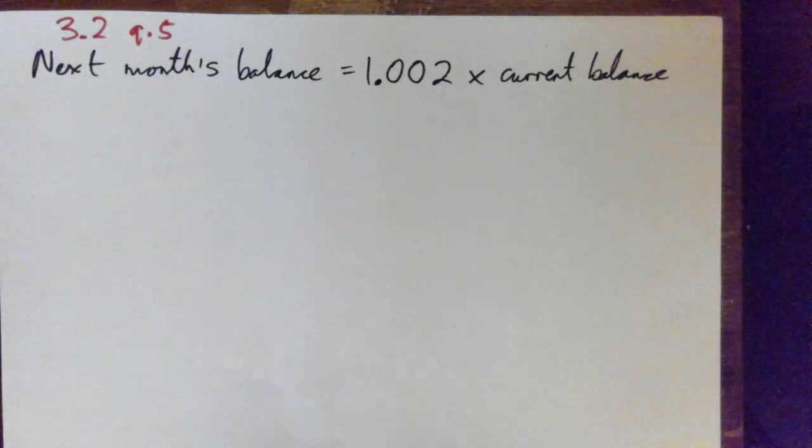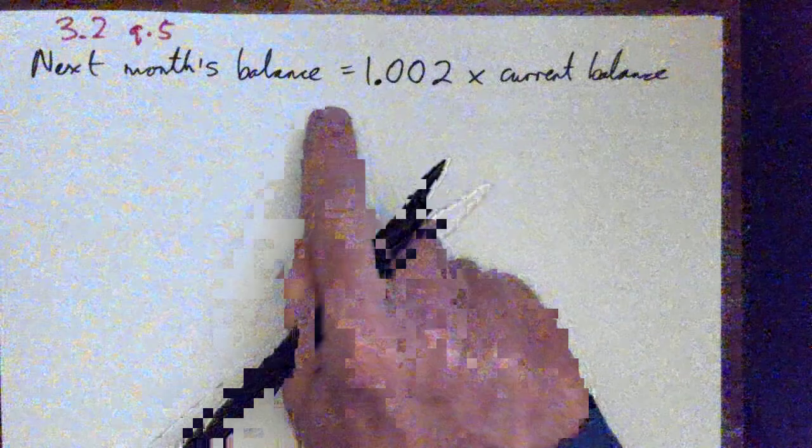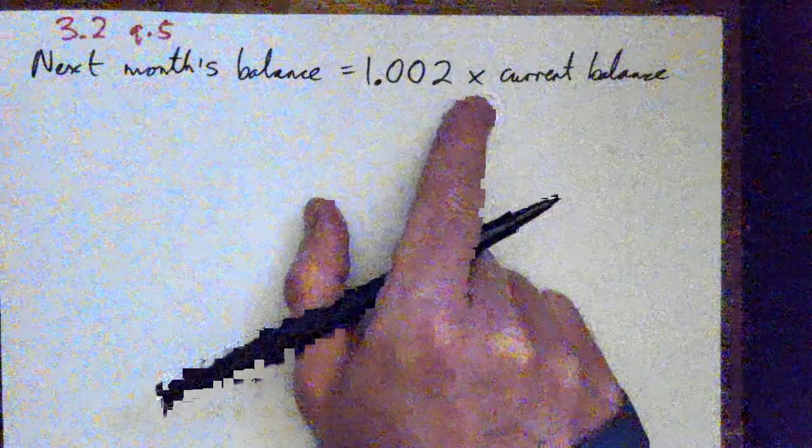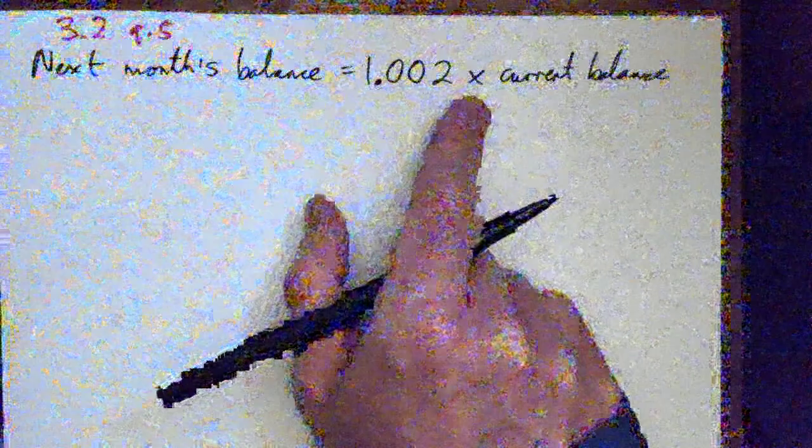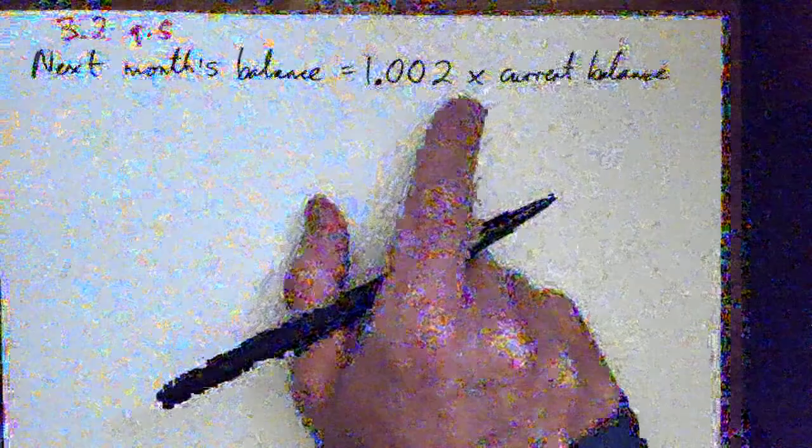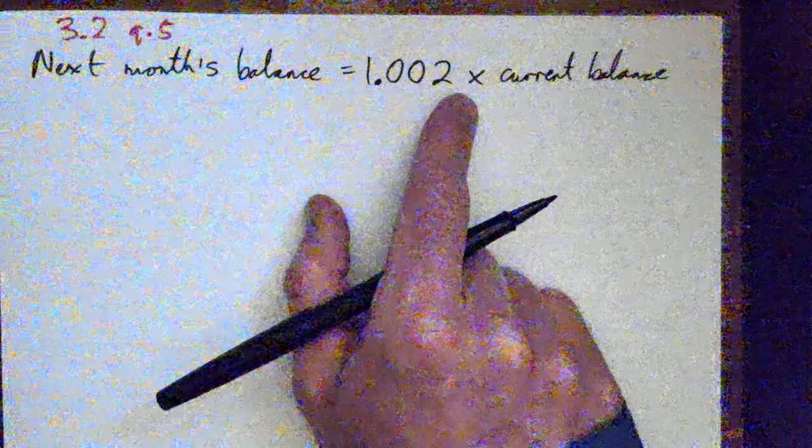All right, so next month's balance is 1.002 times the current balance. And we've got to find the percentage increase each month and explain why the balance is an exponential function of time.